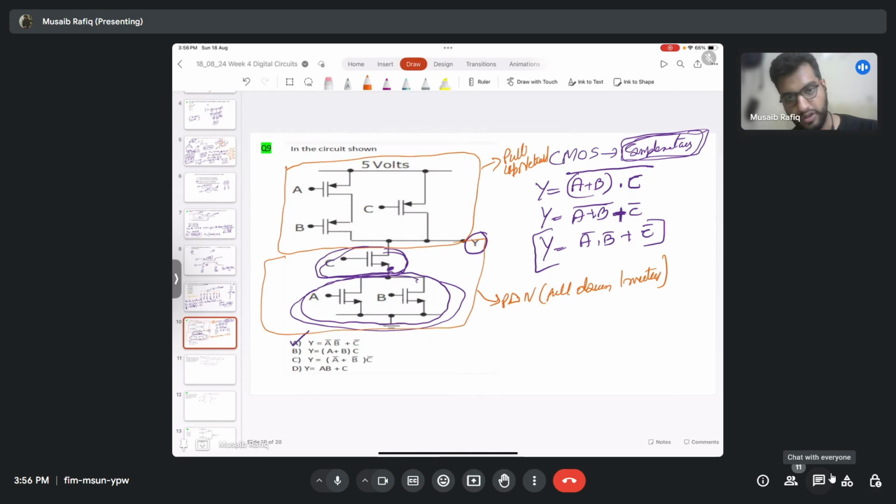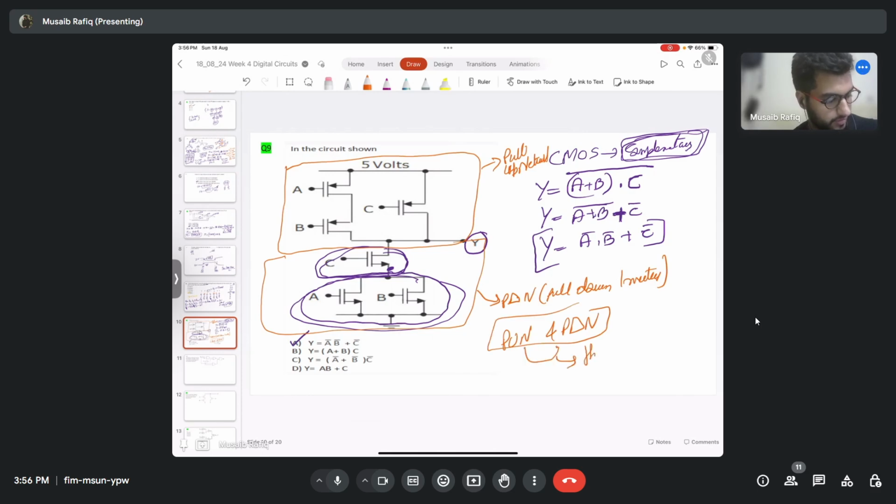I want you guys to look into it and get the correct answer. I also gave you the hint regarding passing of strong 0 and strong 1. This pull-up network and pull-down network are dual of each other.